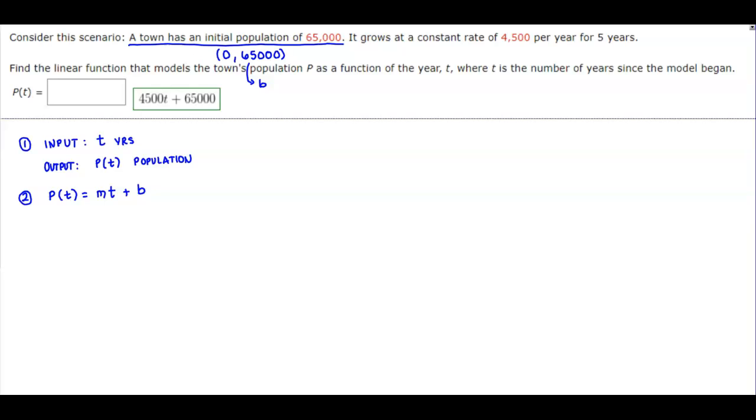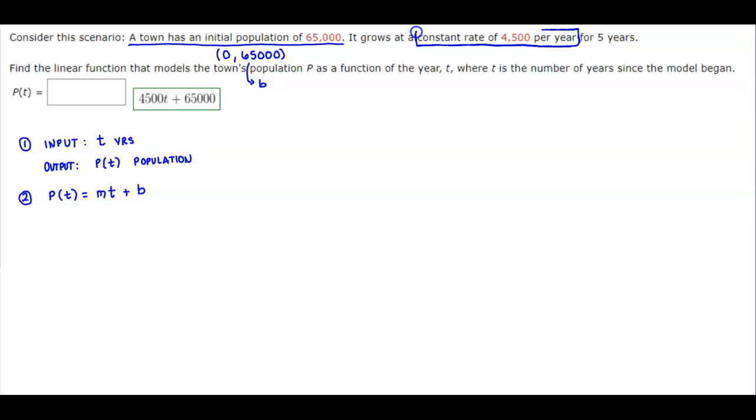Okay, now the next part of the sentence says it grows at a constant rate of 4,500 per year for 5 years. So the constant rate is considered the slope. And that means that it's increasing or growing 4,500 per 1 year, which means our slope is 4,500. So therefore, we know what our slope represents. We know that our slope represents m, which is 4,500.